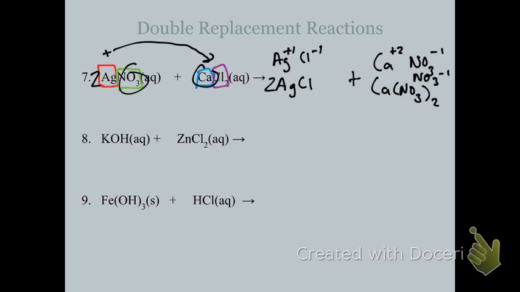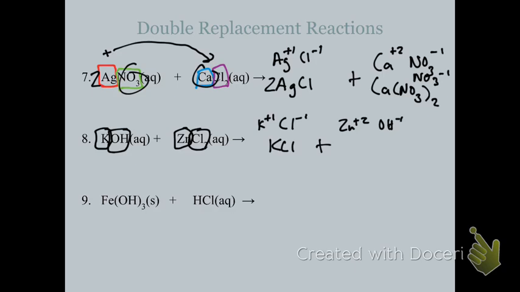Okay. Next one. KOH with zinc chloride. So this K will want to bond with this. So here's K is +1, Cl is -1. So I have KCl plus, and then you have OH, and then zinc. So zinc is a +2, and then OH is a -1. A second OH -1 will give you Zn(OH)2. Okay, so let's balance this guy. Looks like this will need to be a 2, and this will be a 2 as well.